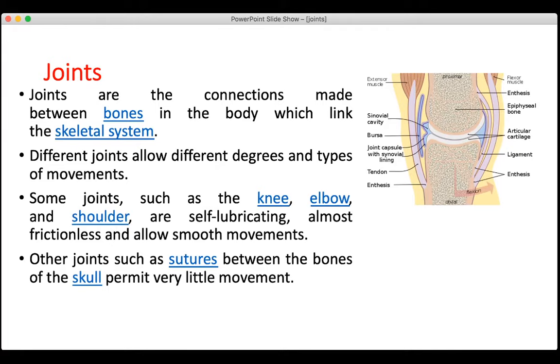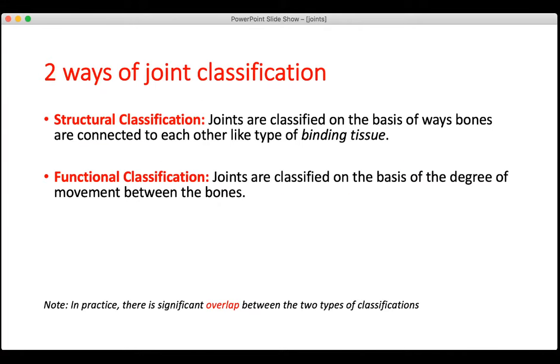Okay. So coming to the next slide, this is all about introduction. First of all, I'll describe basically two ways of classification. The first one is structural classification. So what is structural classification? Joints are classified on the basis of the ways they are connected to each other, like which type of binding tissue, what is the shape of those joints, how bone ends are in shape, and how they are connected. All these things come under structure.